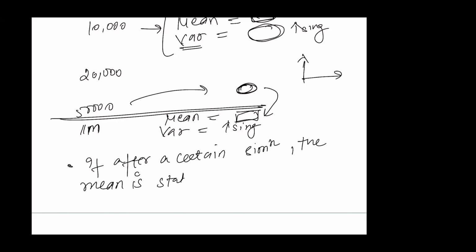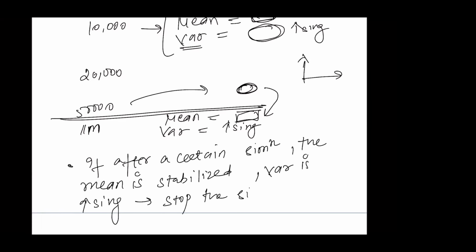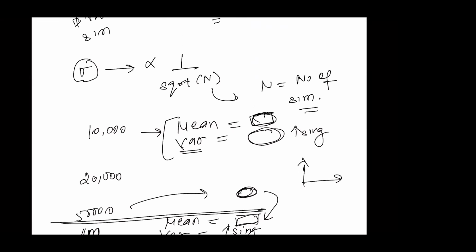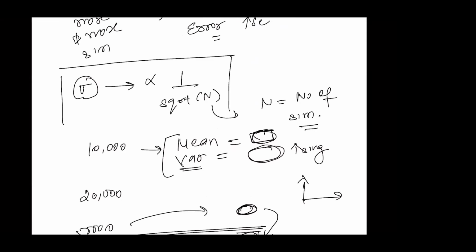The mean is stabilized, and if you see that the variance is increasing, that's where you need to stop the simulation. I hope you understood this concept: error is directly proportional to the inverse of the square root of n. So as soon as you increase n, the standard error will also change, right? This is the concept of this whole topic: how many simulations should we take?